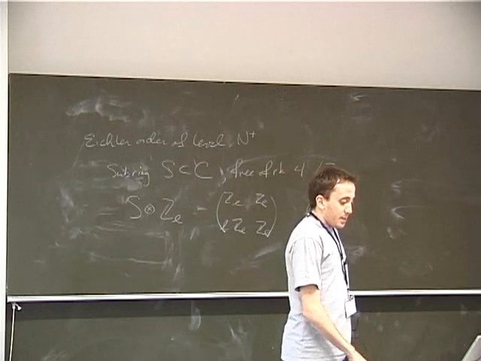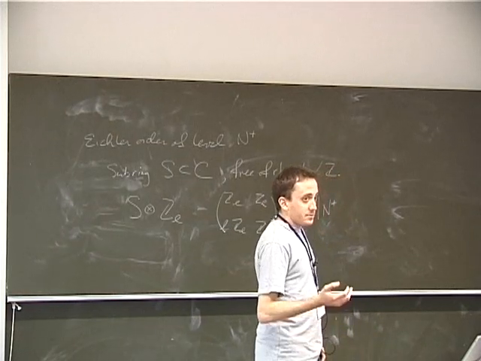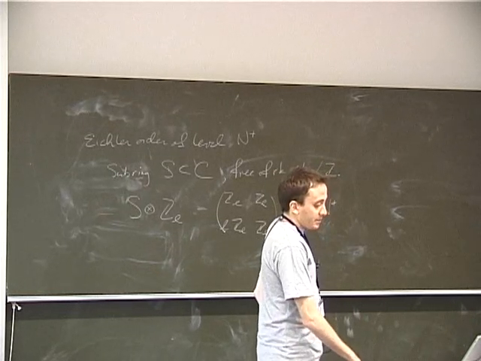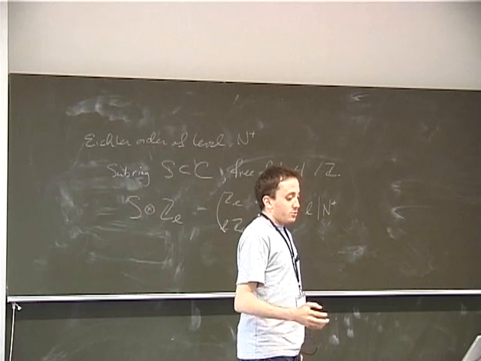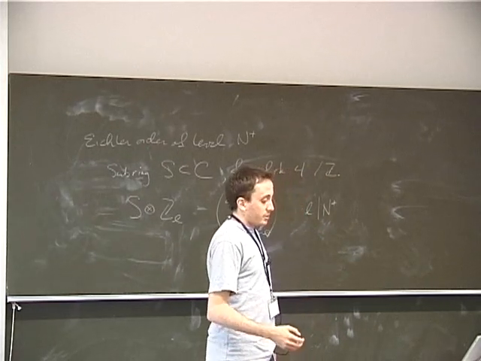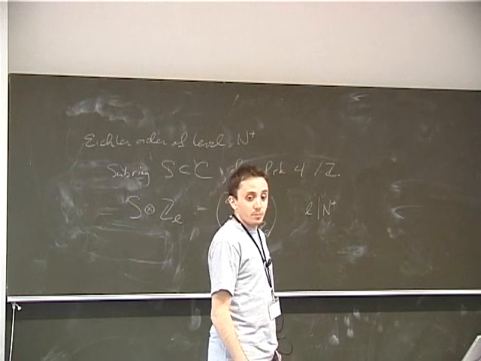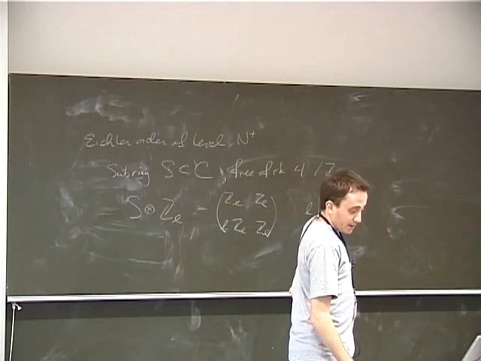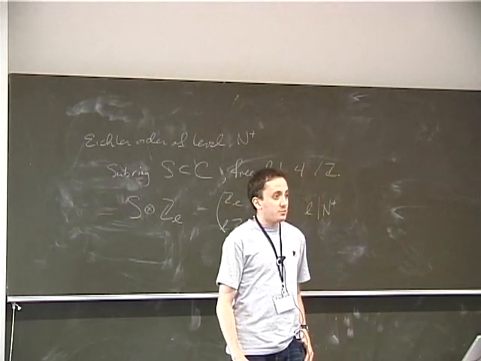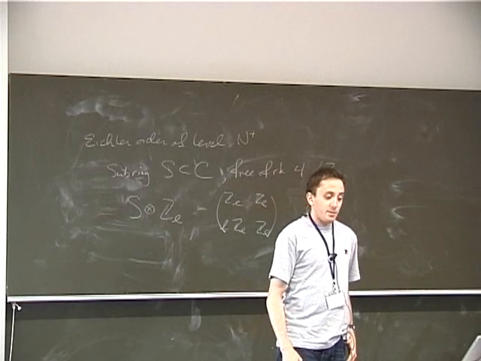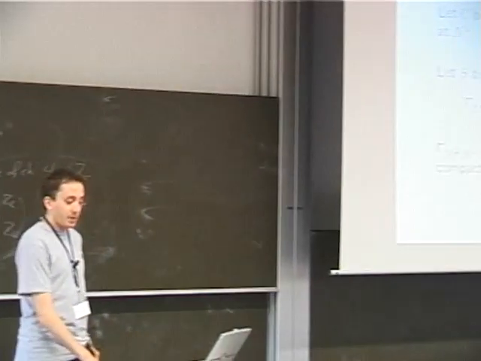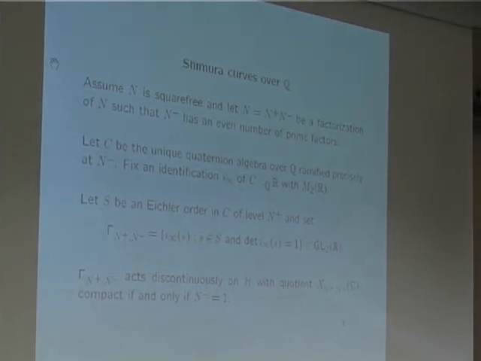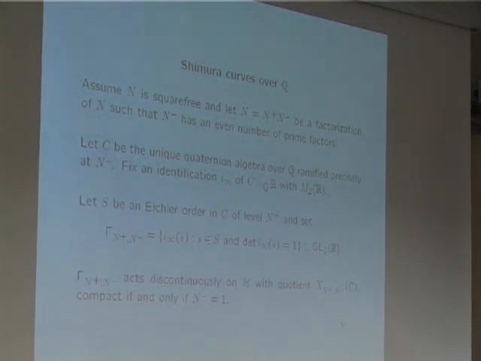And let's set gamma n plus n minus to be essentially the units in this order. So let it be the image under I infinity of the set of all elements of S whose images have determinant 1. Or said another way, elements of S whose reduced norm is 1. And this sits inside GL2 of R, actually SL2 of R. Now this group, gamma n plus n minus, acts discontinuously on H and has quotient, which we denote X sub n plus n minus of C. And this is compact exactly when there's some ramified finite place, exactly when n minus is not equal to 1.